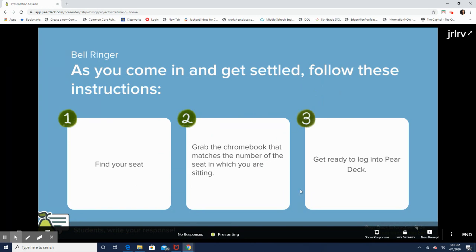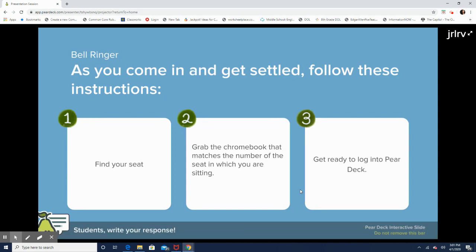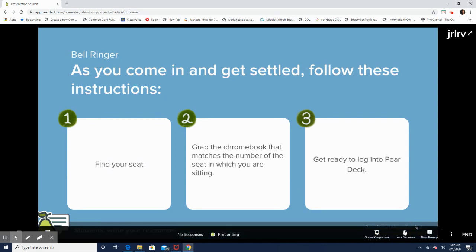So this just serves as a reminder of what they do when they come in. They find their seat, they grab their Chromebook, the number that they're supposed to have. We have a system in my classroom, and then they log into Peer Deck.